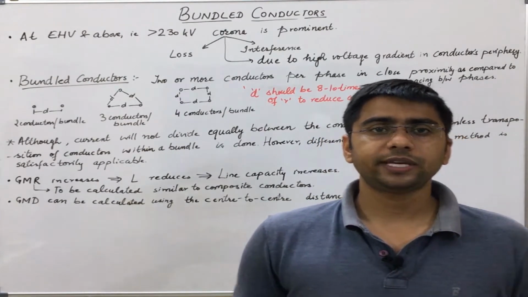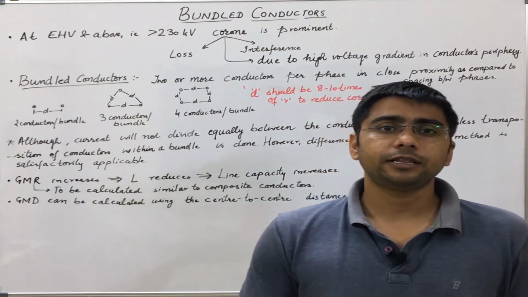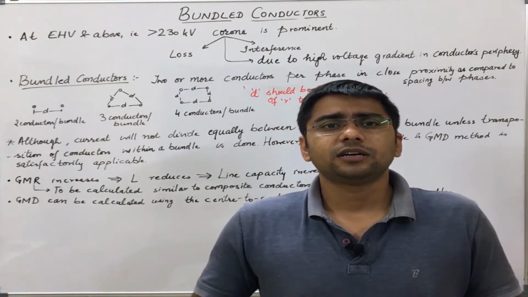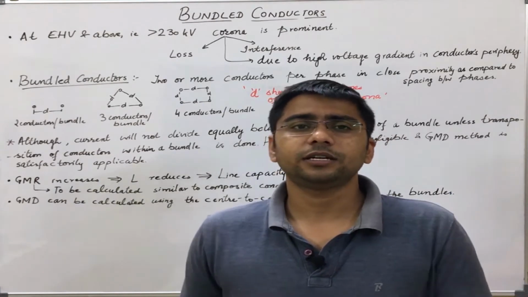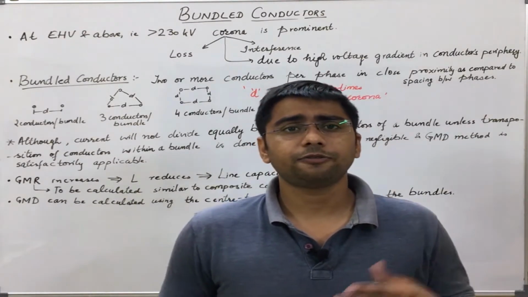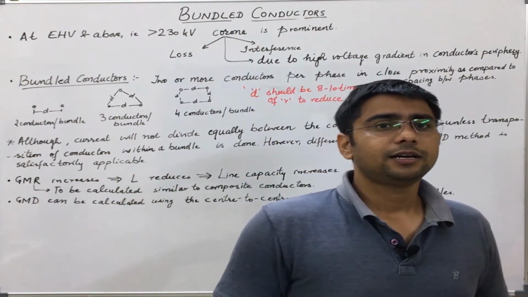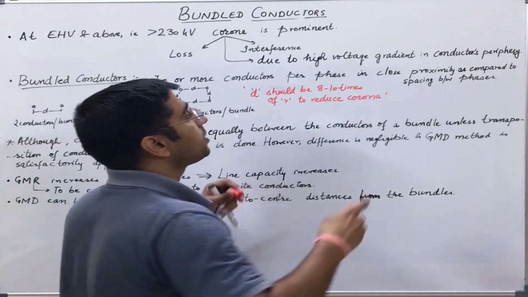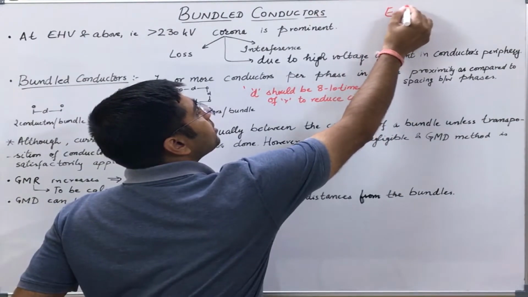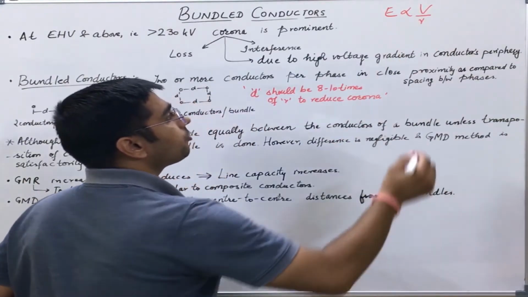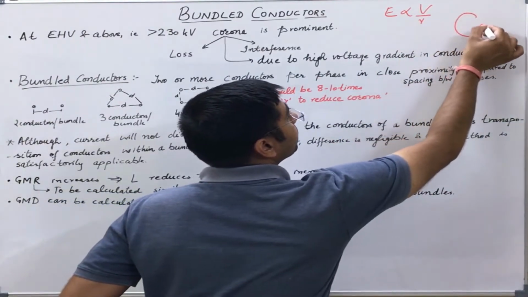It occurs due to the high voltage gradient in the periphery of the conductor. What is voltage gradient? It is nothing but the electric field strength in the periphery of that conductor. As we have already seen in our 12th physics, electric field is proportional to V by R, that is, electric field strength is proportional to voltage and the radius of a round surface.